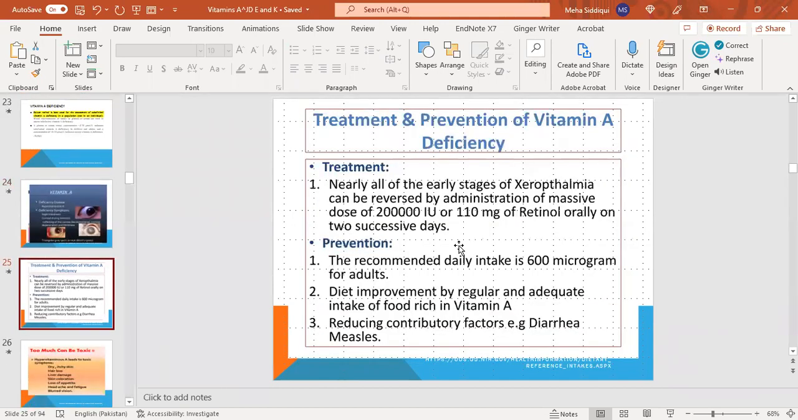Treatment and prevention of vitamin A deficiency. Treatment: nearly all the early stages of xerophthalmia can be reversed by administration of massive doses of 200,000 international units or 110 milligrams of retinol orally on 2 successive days. Prevention: recommended daily intake is 600 micrograms for adults. Diet improvement by regular adequate intake of food rich in vitamin A, and reducing contributing factors like diarrhea and measles.